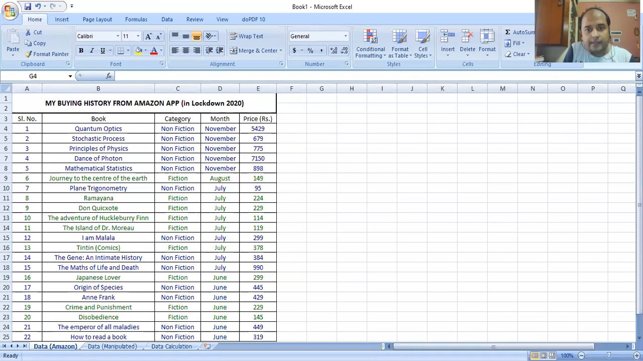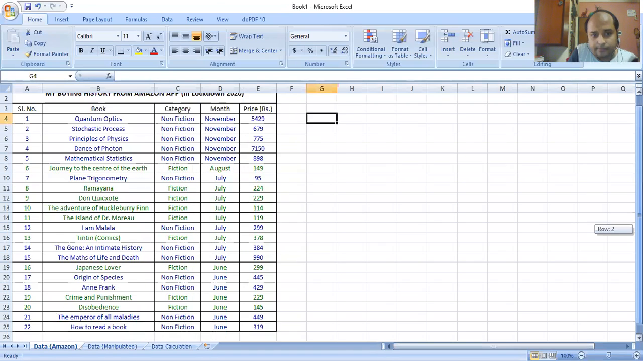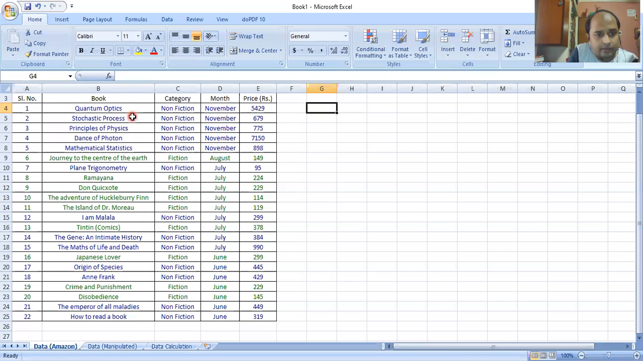This particular Excel sheet is a very practical problem. It's a very practical sheet because it gives my buying history during this lockdown of 2020. During the lockdown, I have bought several books from Amazon. You see all the book names have been written over here, with serial numbers. I have bought 22 books in total during this lockdown period, and it is a fact. I'm not giving you vague data. It is a fact from my personal experience.